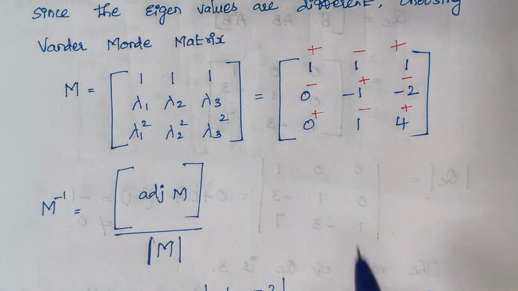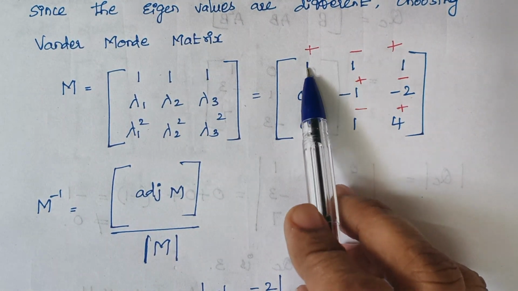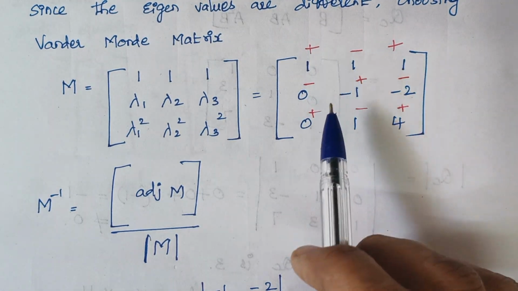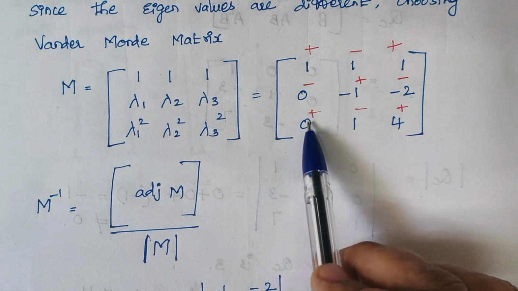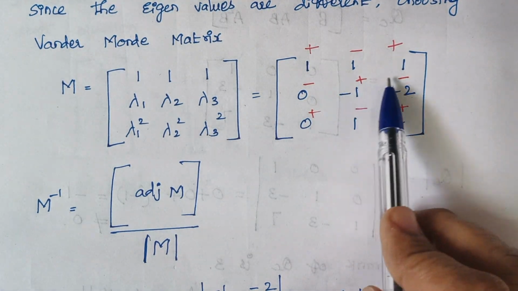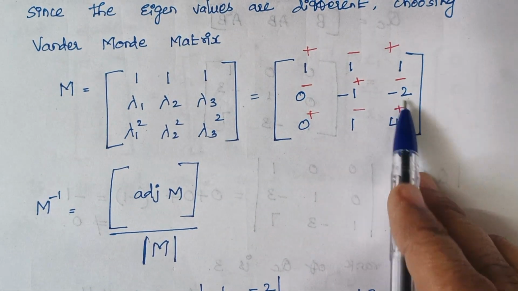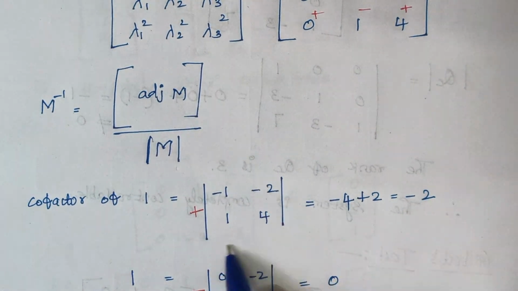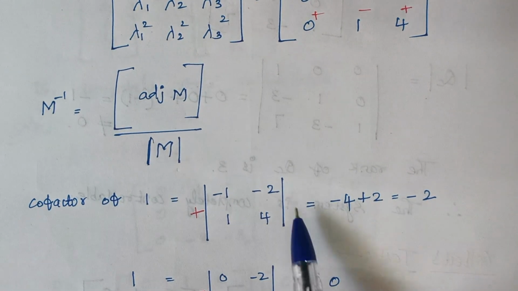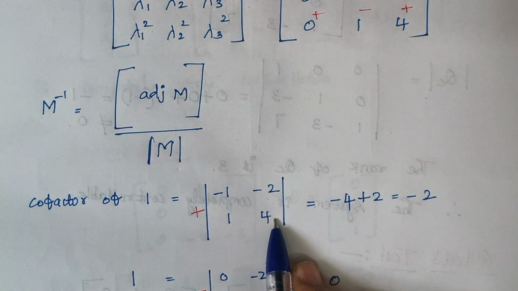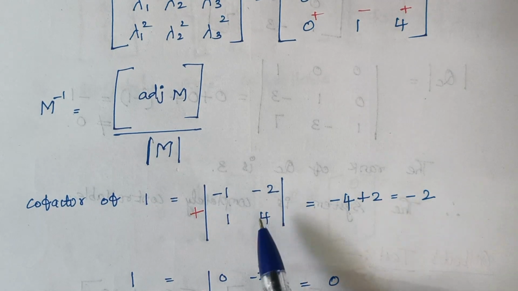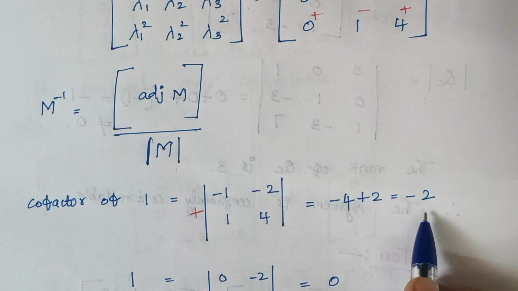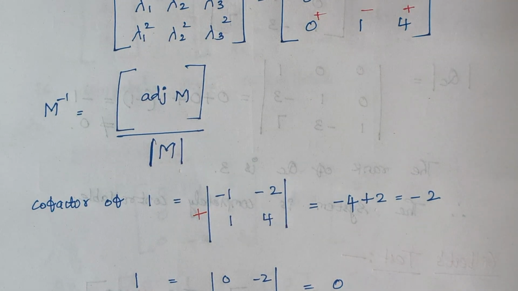So first consider this one. We are going to find the cofactor of this one. So here we have to consider the plus sign. So how to find cofactors? You have to leave this row and this column and consider the rest of the 4 elements. Here minus 1, minus 2, 1 and 4. This is what I had written here, plus sign with this value. So when you multiply, minus 1 into 4 gives minus 4, and minus of 1 into minus 2 gives you plus 2, which is equal to minus 2 here.